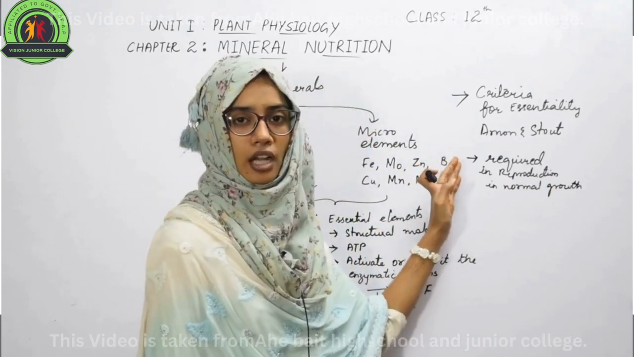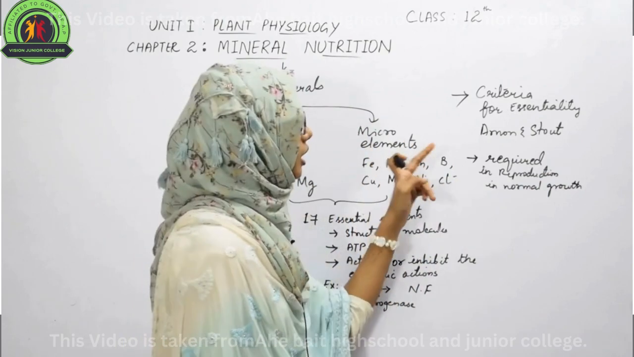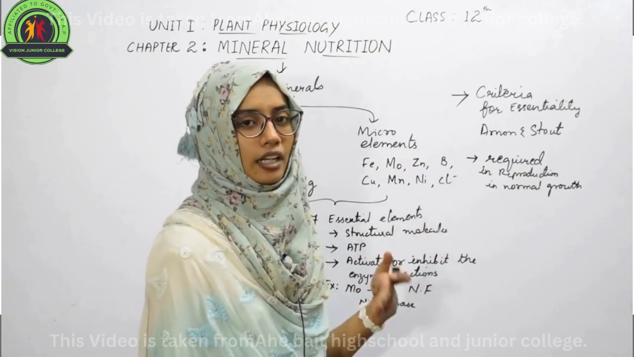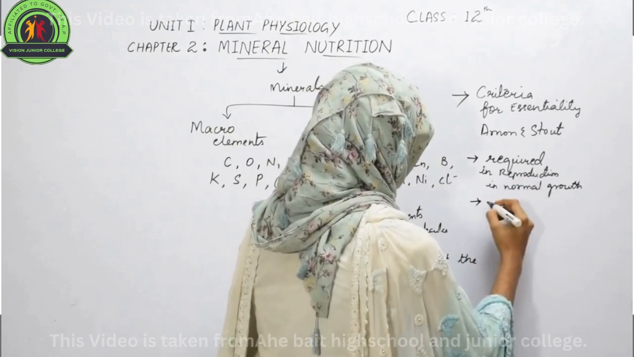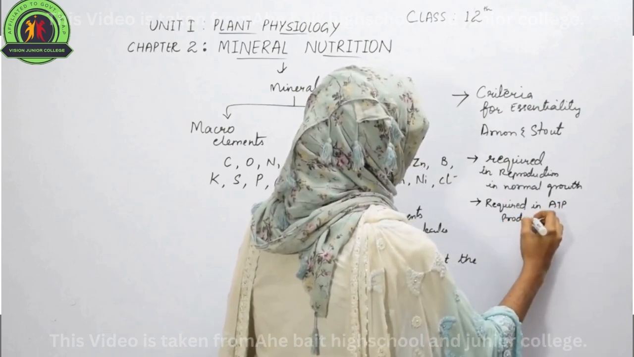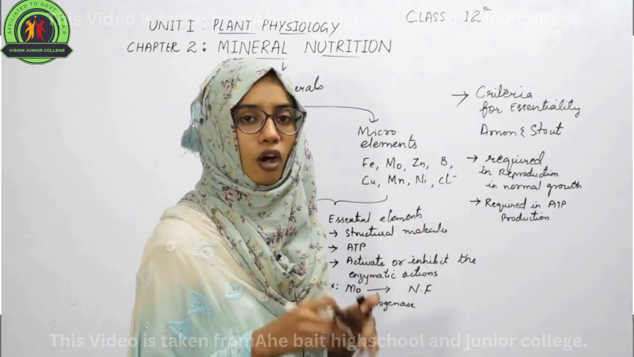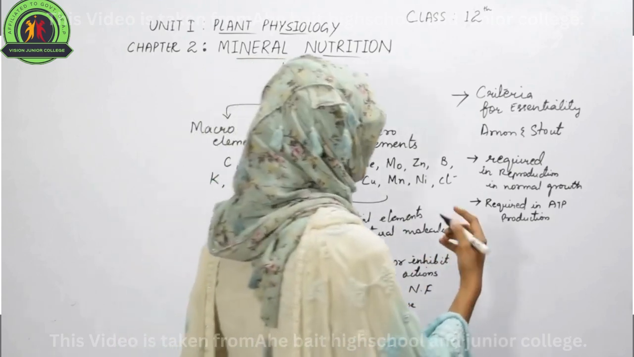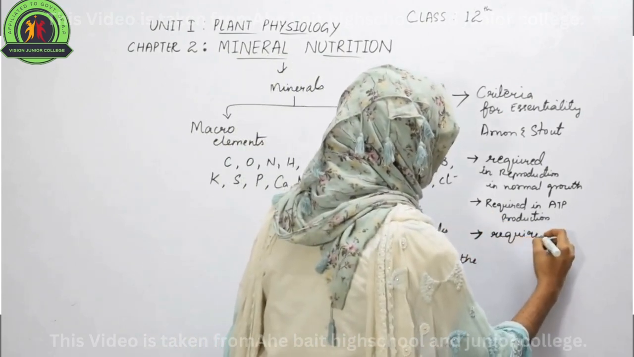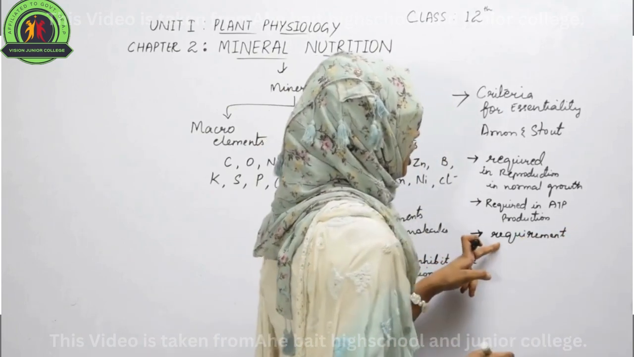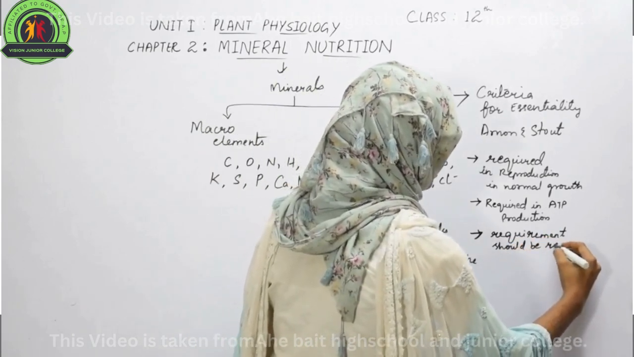As they are required to carry out the reproduction and also the normal growth of the plant body, in the absence of these essential elements, the reproduction and the normal growth cannot be carried out in the plant. And the next condition by which we can term these elements as essential is that they are required in ATP production. As I said before, these elements help in the synthesis of ATP. As they are involved in the production of ATP molecule, they were considered as essential. And the elements can be considered as essential only when their requirement is not replaceable. That means they should be specific in amount present in the plants.